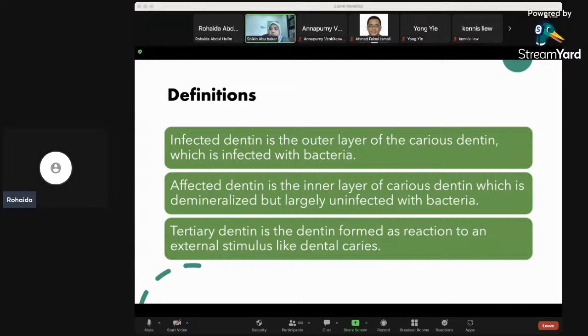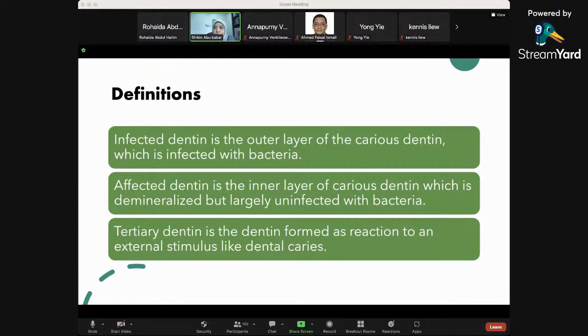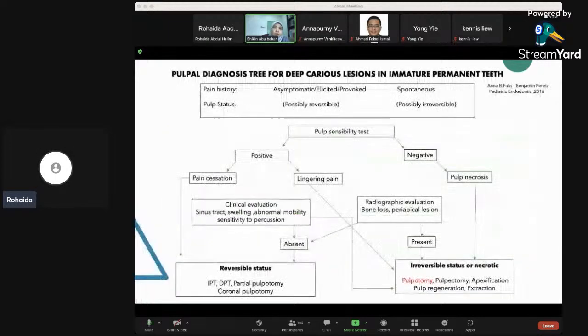The denting direction of the pulp that we want. So the tertiary denting, if other than that, the term that you use, reparative denting or fractionary denting. The tertiary denting is, imagine that the term that you use has sign and symptom.